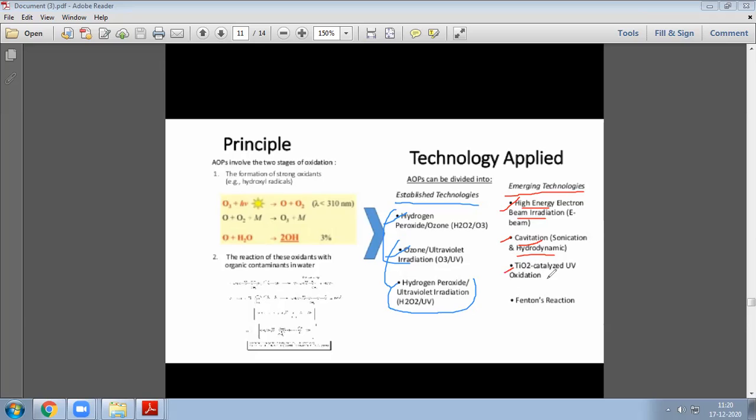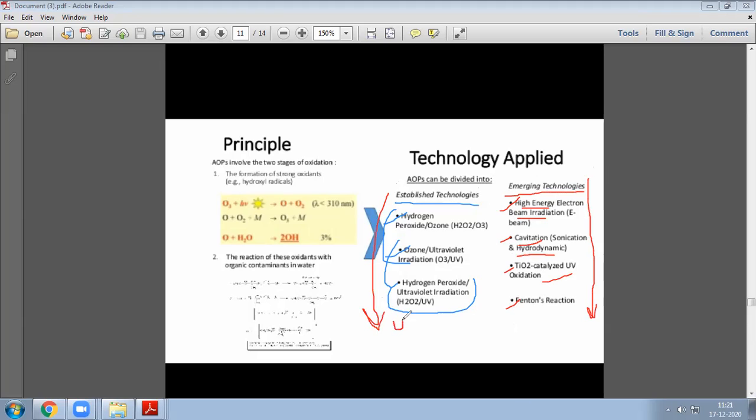So yeah, one more we had: TiO2 catalyzed UV oxidation. This is also an emerging technology, and the Fenton reaction we have. So these are all still not in practice. They're still in advancement. But these are what we are already using.